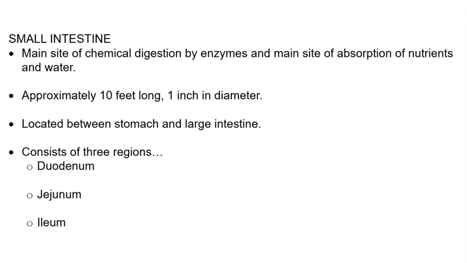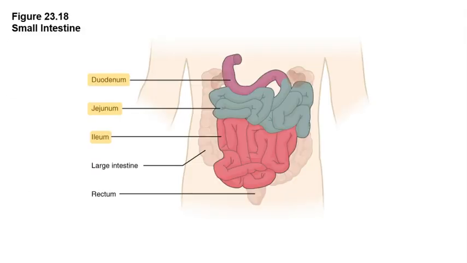The small intestine consists of 3 regions: the duodenum, the jejunum, and the ileum. Figure 23.18 highlights the regions of the small intestine, beginning at the duodenum, which receives chyme from the stomach. The chyme then travels through the jejunum and then to the ileum, and at the end of the ileum, the chyme is delivered to the large intestine.